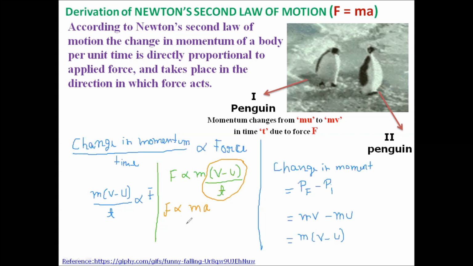So here F is proportional to ma, and when we remove the proportionality sign, we have to multiply it with a constant k. Whenever we remove the proportionality sign, we have to multiply it with some constant. Here we take this constant as k, and if we assume the value of k to be 1, then the formula comes out to be F equals ma. So this is called Newton's second law of motion relation, F equals ma.